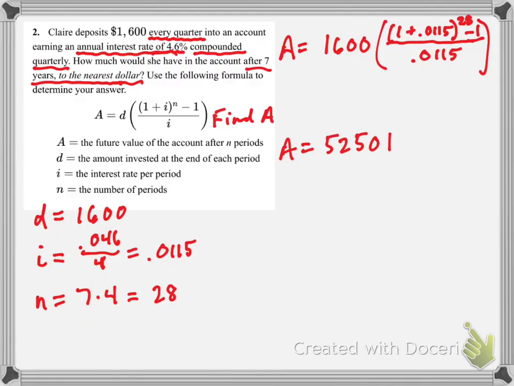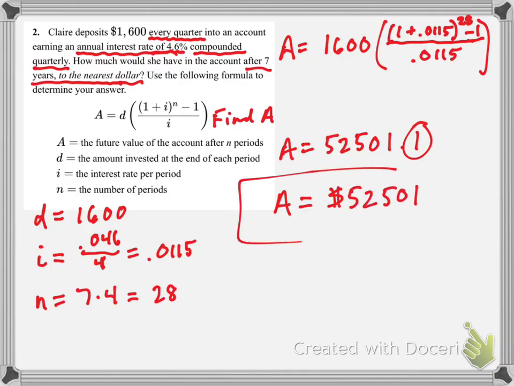So I get $52,501. Now it says to the nearest dollar. So the only number that matters is just the first decimal place. So this 1 does nothing to that. So how much will she have in the account after 7 years? She will have $52,501. So that's a problem where you have to do quarterly.